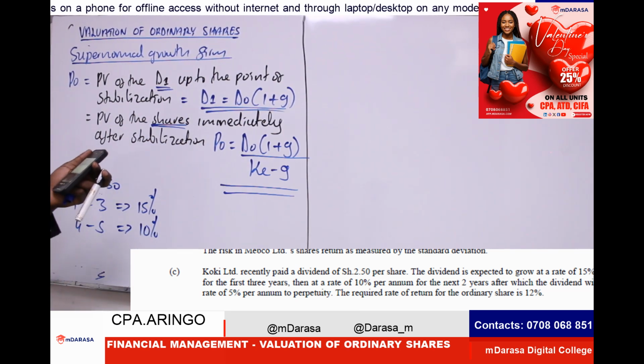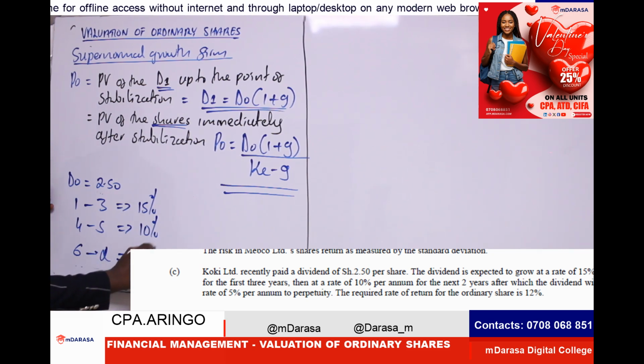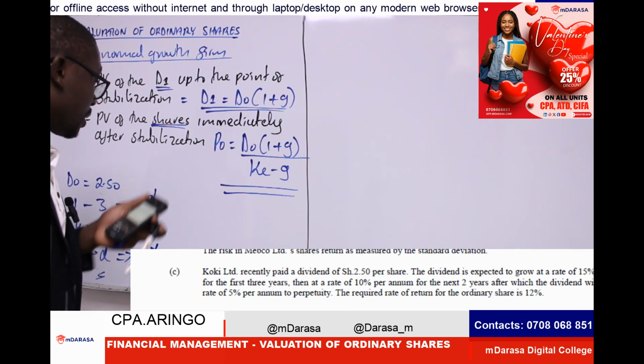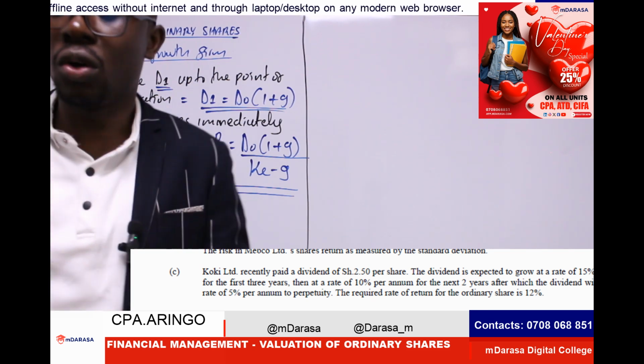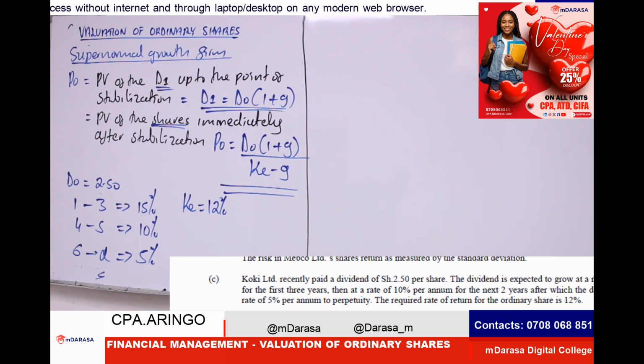And what will happen again? We are told that after which the dividends will grow at a rate of 5% to perpetuity. So from year 6 all the way to infinity, the dividends will be growing at the rate of 5%. The examiner was very good and had given us a cost of equity of 12%. So once you're given all those details, there's nothing else that you require other than to analyze it clearly.